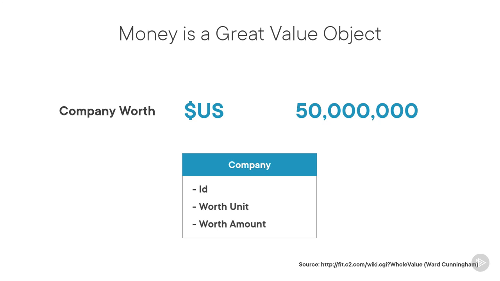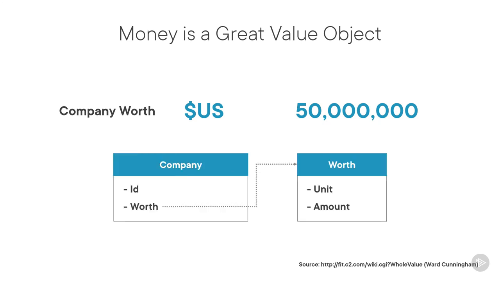50 million rupees has a very different worth than 50 million US dollars. To ensure nobody can set the unit without also specifying the amount, a separate value object can be introduced to represent the entire worth concept. This ensures the entire object must be updated as a whole. Since the worth type is immutable, the only way to make updates to the worth property on the company class is by replacing the whole instance with a new one, not just changing an isolated field.